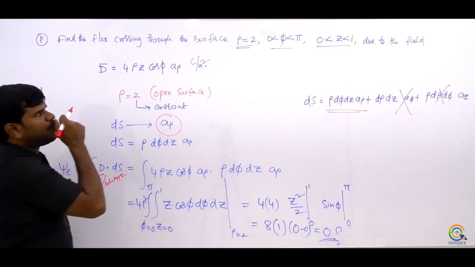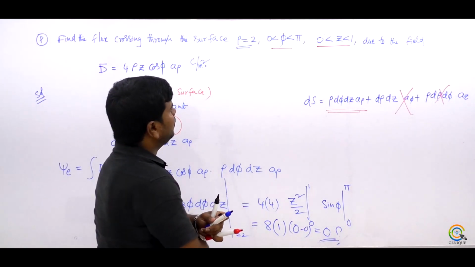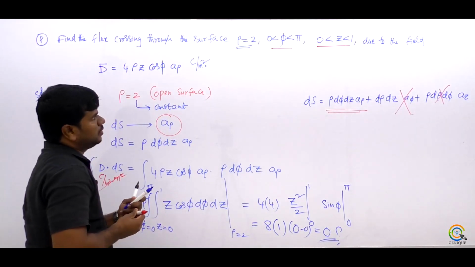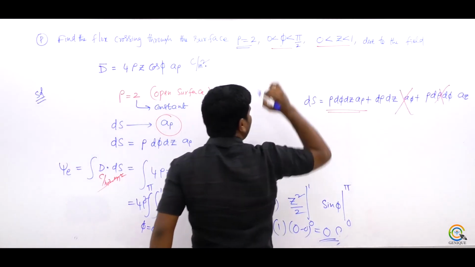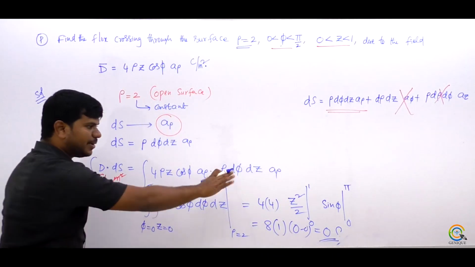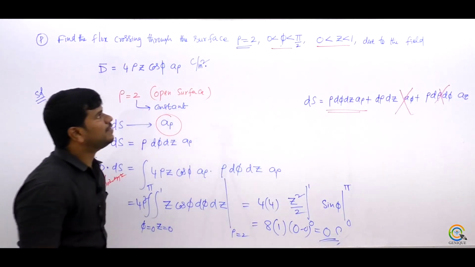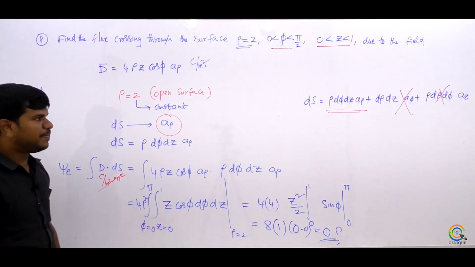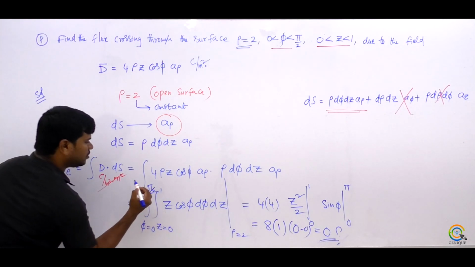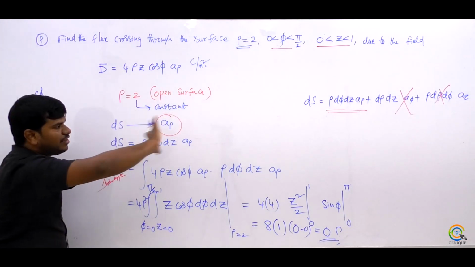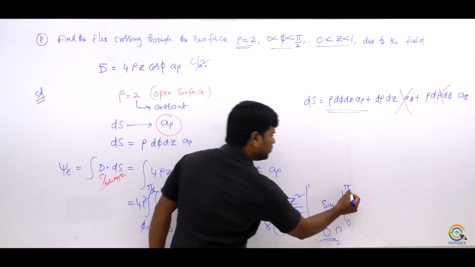Okay, in the above problem, suppose it is given between 0 to pi by 2, what happens? The problem is same. Then you have to write here it is pi by 2. There is no change everywhere, but only you have to change the pi by 2 here.